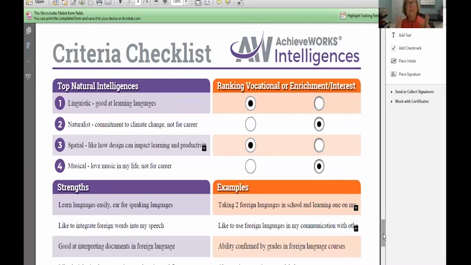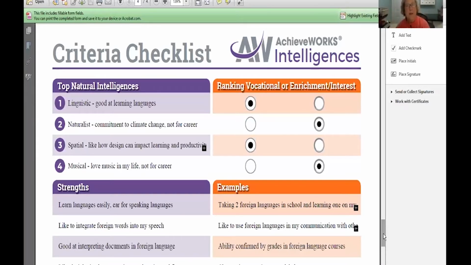And then the last one was musical. Now musical comes out a lot on assessments. It came out high on my own personal assessment. I love music. Music is everything to me. But I am not going to choose music as a career because I don't compose, I don't perform, I don't have any of those talents that allow me to choose that as a career.